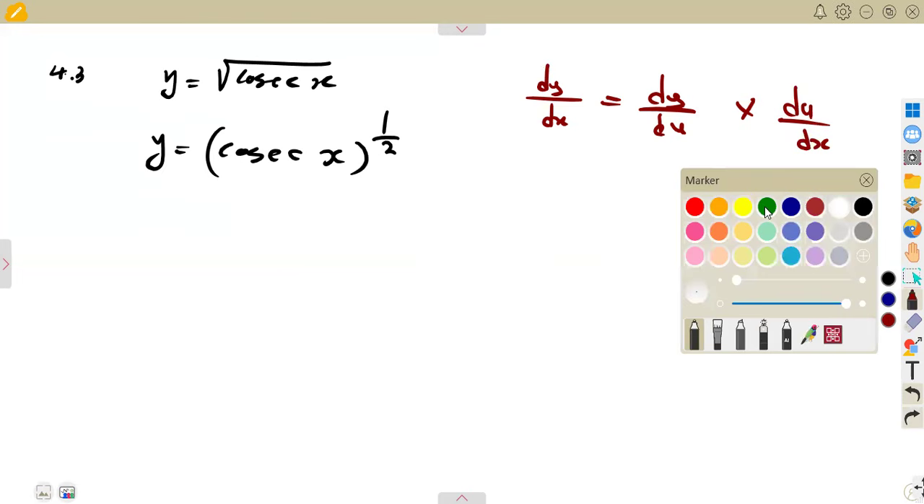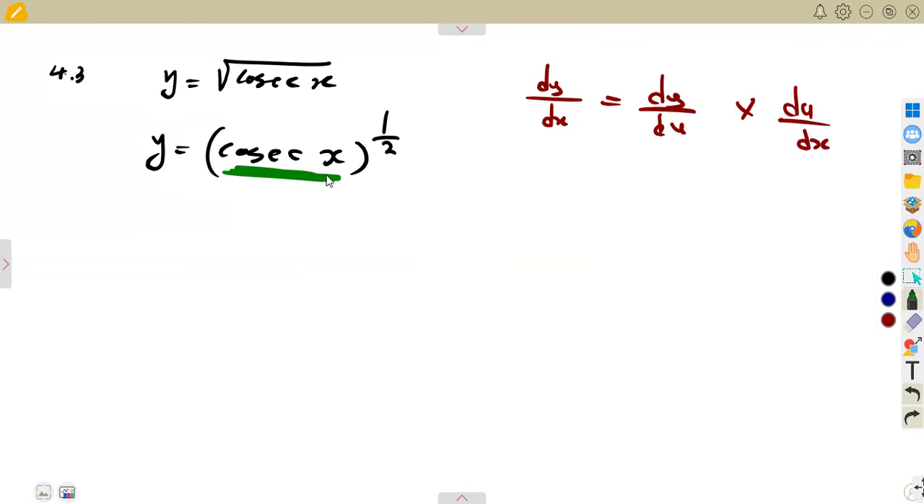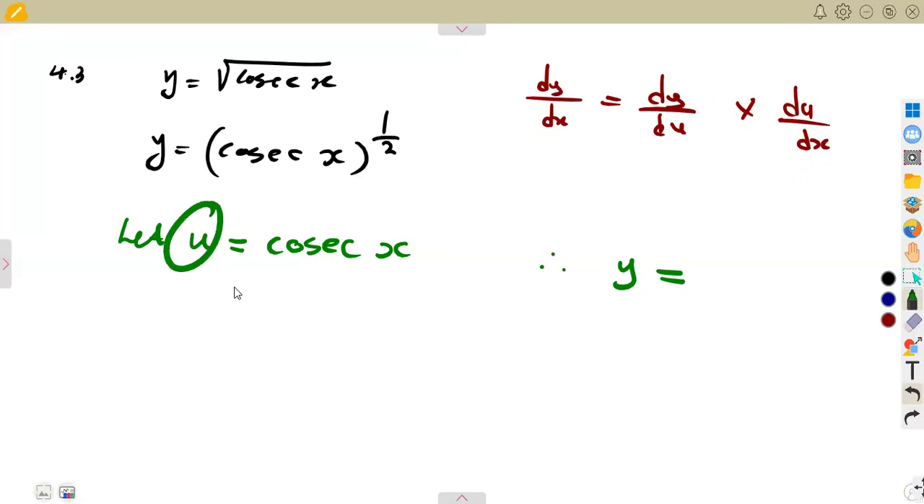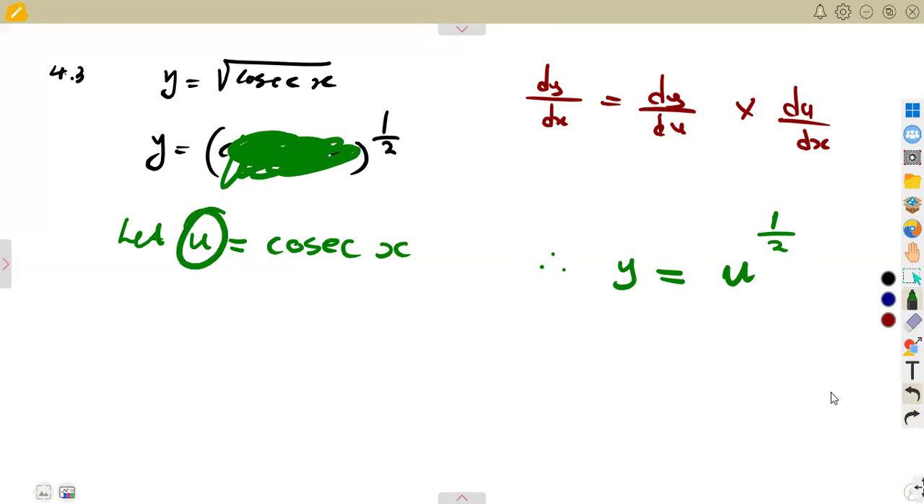Introducing a function in place of another function. This is the function that we have, which is cosec. So we can let u be equal to the cosec of x. By letting u equal cosec x, y is going to be written as, in place of cosec x, which we said is represented with u, u to the exponent of a half.